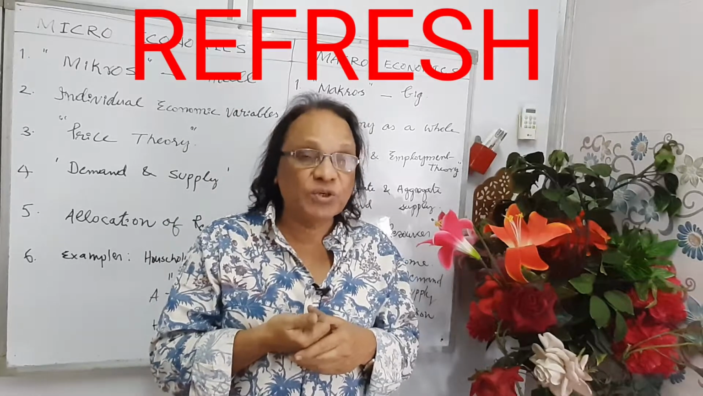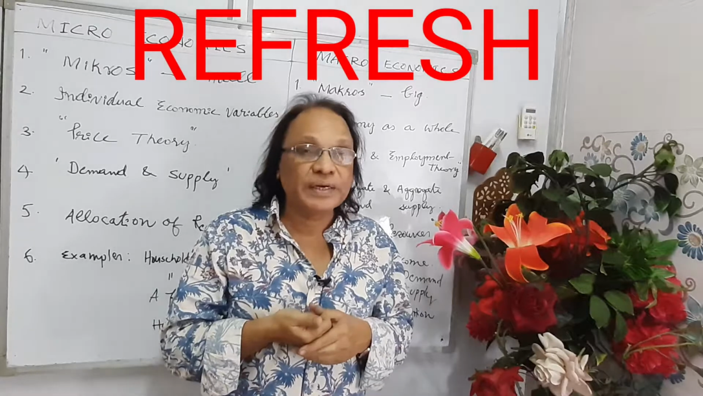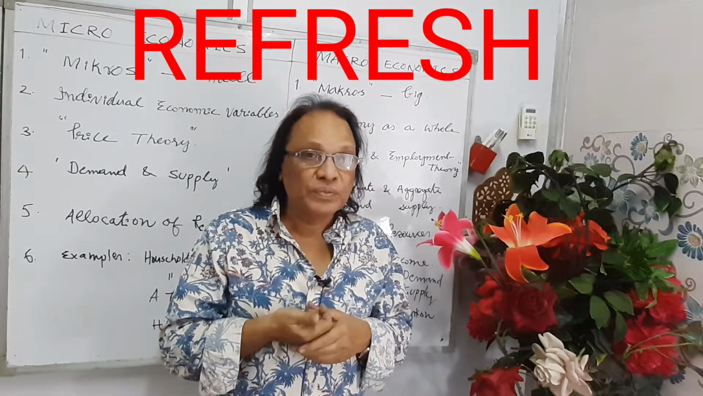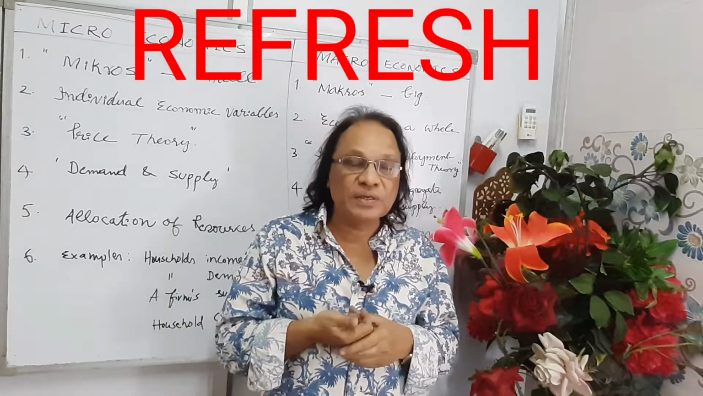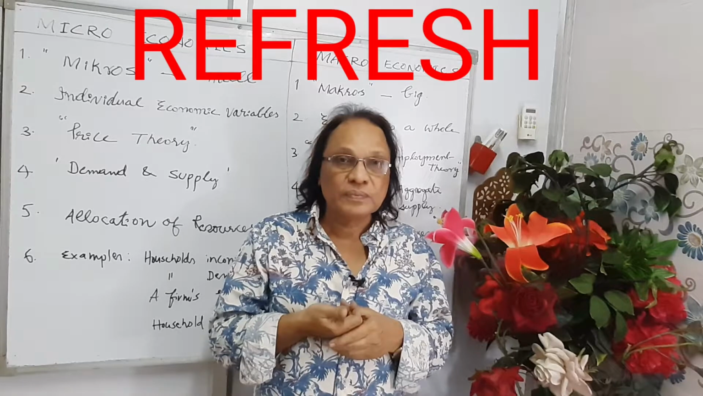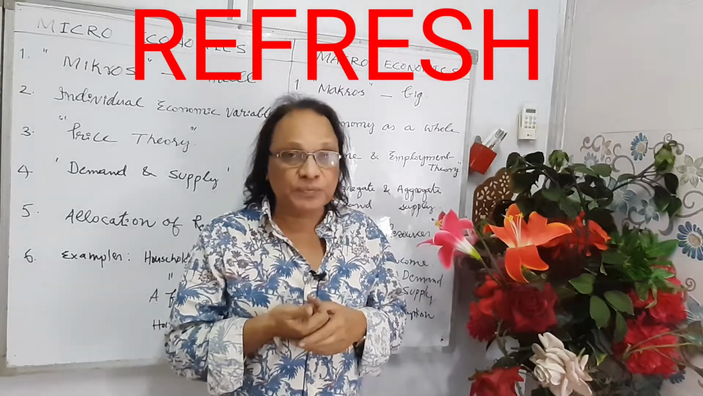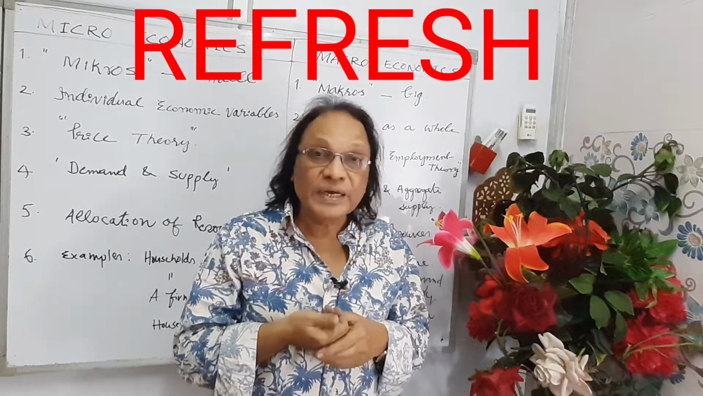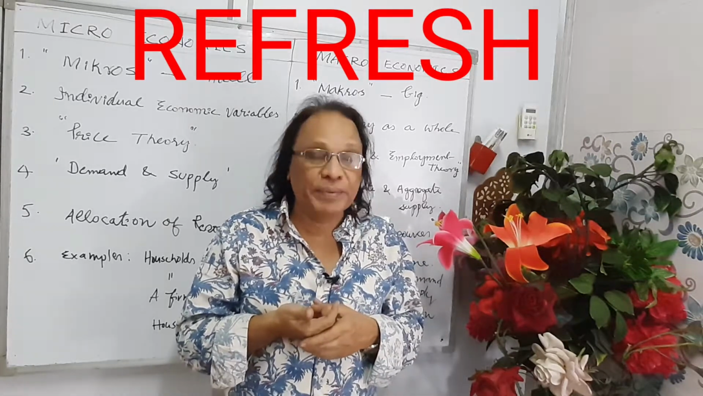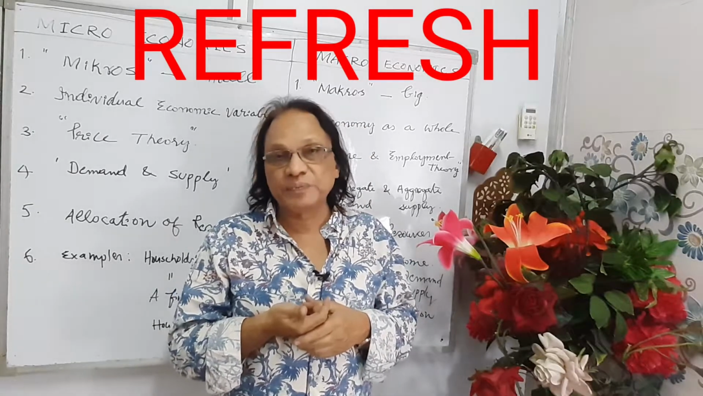We called it the theory of distribution, that is, distribution of national product or national income among the 4 factors of production. Today we are discussing something new. As I told you, this year you have microeconomics. Next year you will be studying macroeconomics. These 2 subjects are very important.